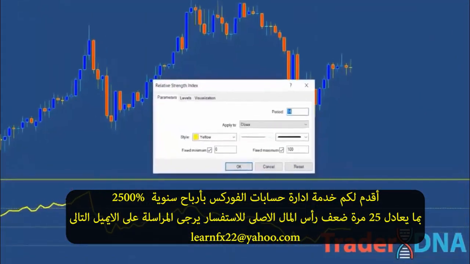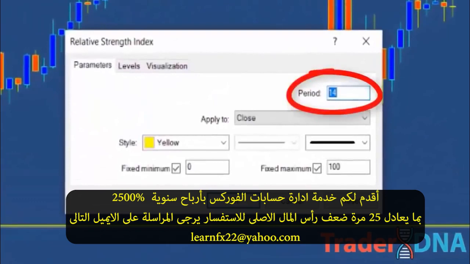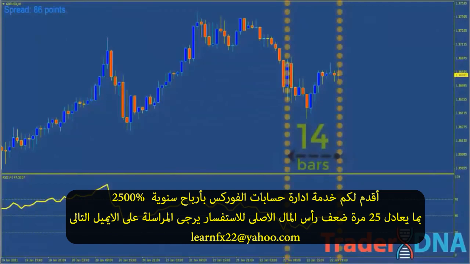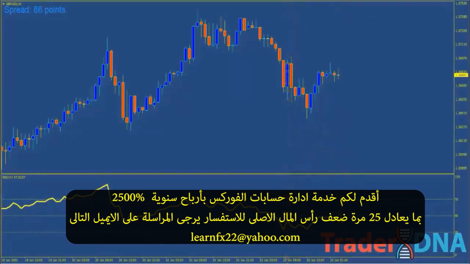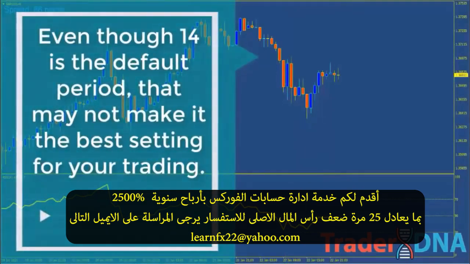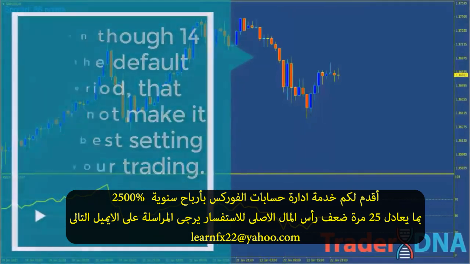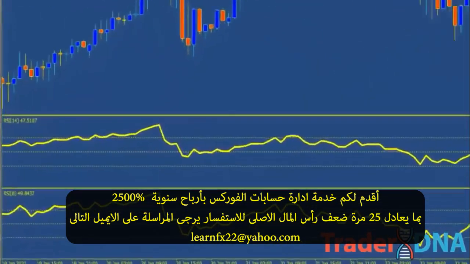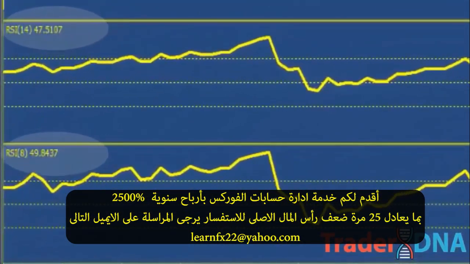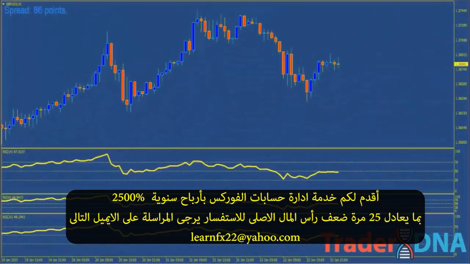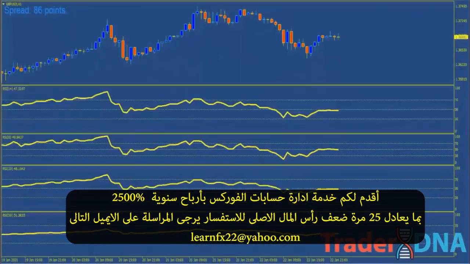RSI, like many other oscillators, is defaulted to a 14-period setting. This means the indicator looks back 14 bars on whatever graph you may be viewing to create its reading. Even though 14 is the default period, that may not make it the best setting for your trading. Normally, short-term traders use a smaller period, such as an 8-period RSI, to replicate shorter-term movements in the market. Longer-term traders may opt for a higher period, such as a 20-period RSI, or even 50.